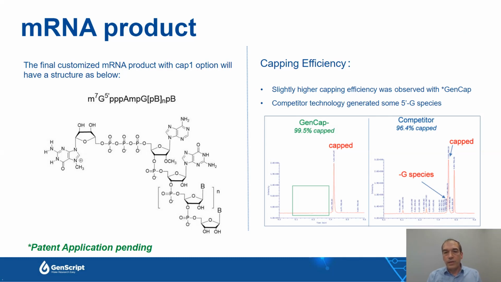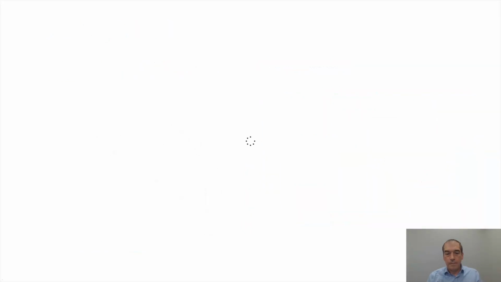We can also perform the IVT reactions and deliver mRNA product to you. This is here the usual mRNA structure. Usually the capping needs to be done on the 5' region. We have optimized this to achieve very efficient capping. And right now our efficiencies can be close to 99.5%, very high capping efficiency. You can see when we compare with some of the leading competitors on the market, we compare very favorably for that.